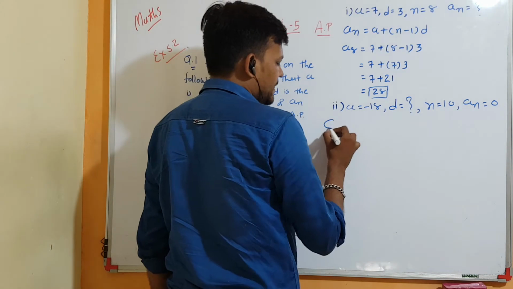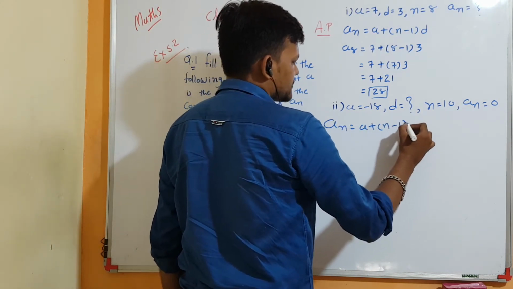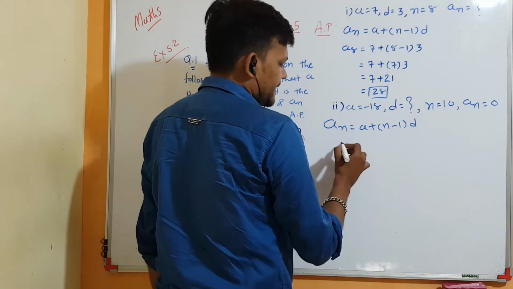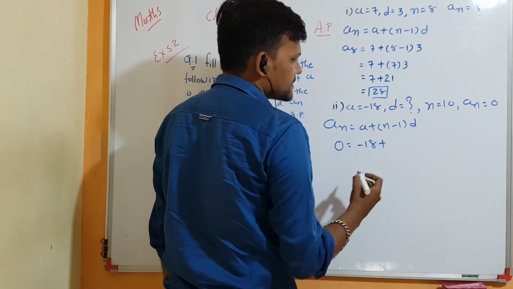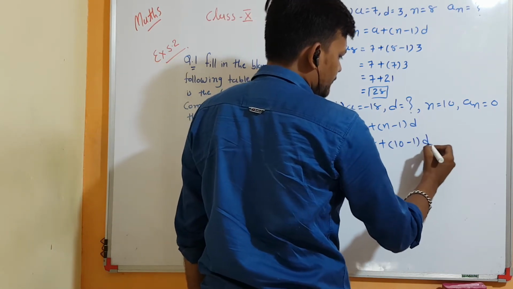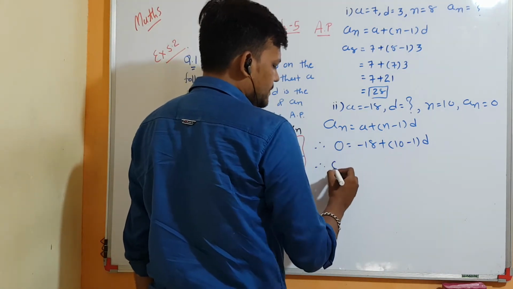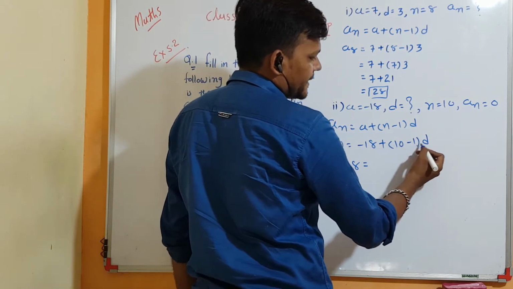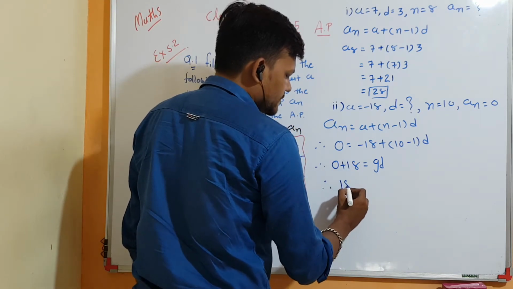So again write the formula of a_n. So a_n equals a plus n minus 1 into d. Now substitute all the values. a_n equals 0, a equals minus 18, plus n equals 10 minus 1, d you have to find, so d as it is. Now shift minus 18 to plus 18, so 0 plus 18. 10 minus 1 equal to 9, and 9 into d. 0 plus 18 equals 18.